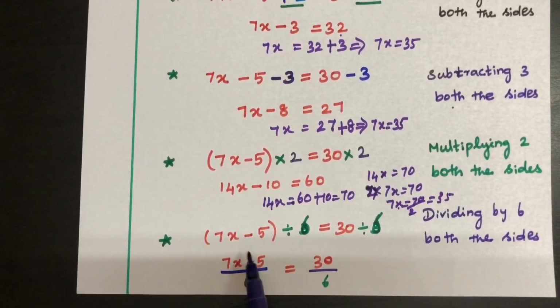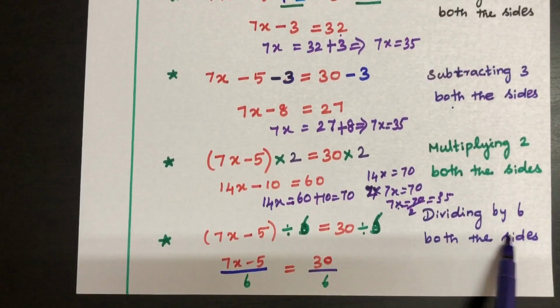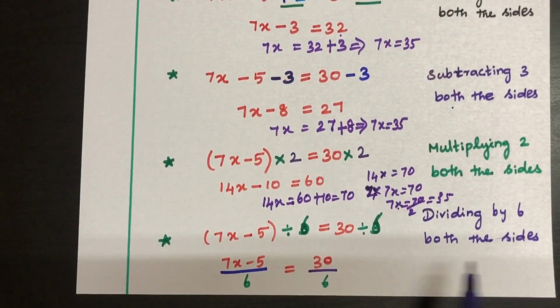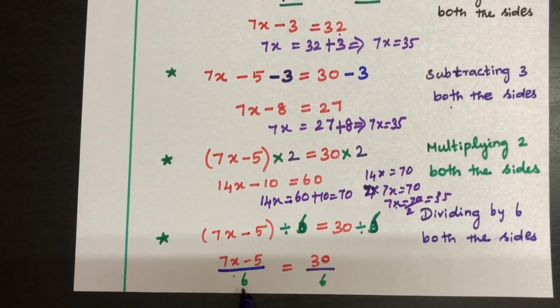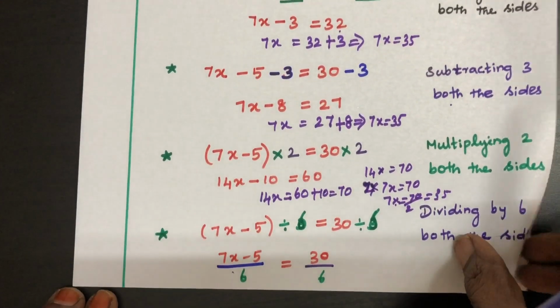Now 7x minus 5 divided by 6 equal to 30 divided by 6. That means we are dividing both the sides by 6. So 7x minus 5 divided by 6 equal to 30 divided by 6. What will happen?